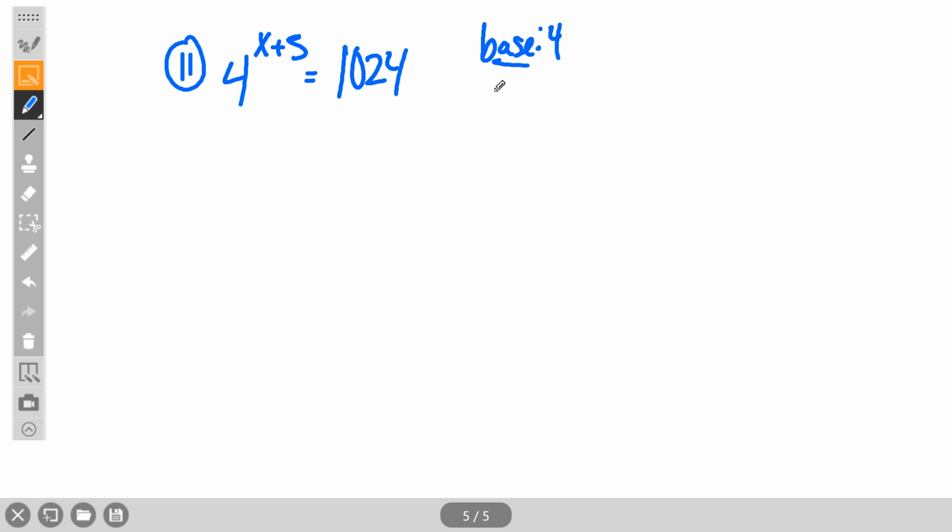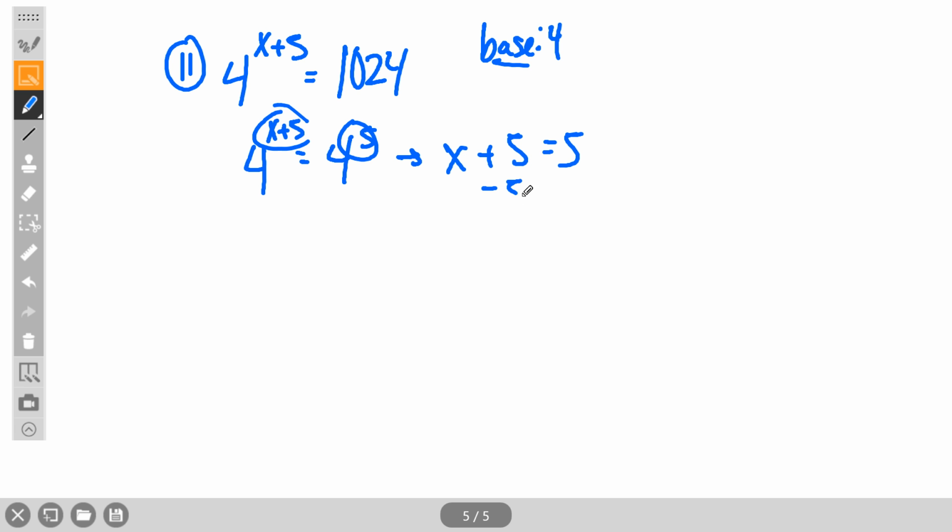So both bases can be expressed using a base of 4. So this becomes 4 to the 5th power. This is 4 to the x plus 5. Now that the bases are the same, the exponents can be set equal to each other. x plus 5 equals 5. Subtract 5, so our solution is 0.